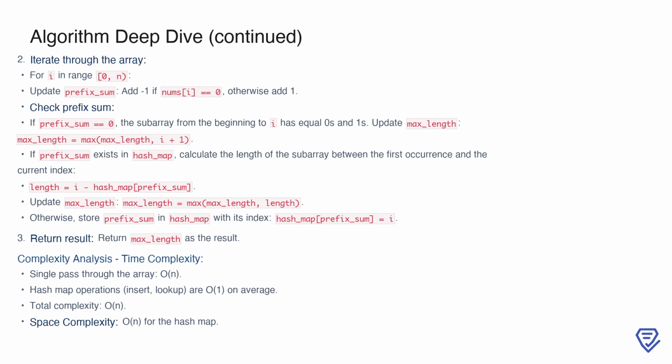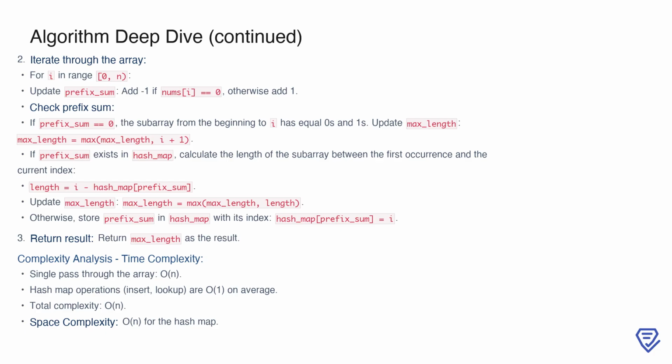If the prefix_sum has been seen before in the hash map, it indicates that the subarray between the first occurrence of this prefix sum and the current index has an equal number of zeros and ones. We calculate the length of this subarray using the difference between the current index and the index stored in the hash map.